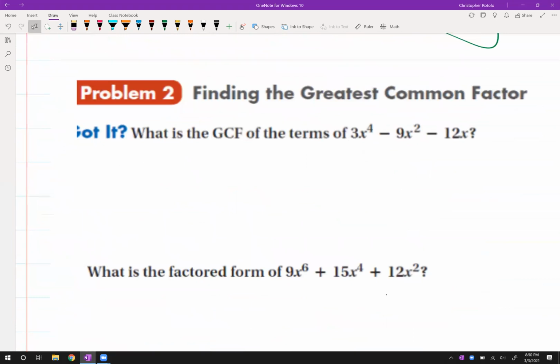Okay, so first of all, 3, 9, and 12 are all divisible by 3. And then I'm going to focus my attention on the variables x to the 4th, x squared, and x to the 1st power. So how many do they all have at least? Well, this has 4, this has 2, and this has 1. So that means the most that they all have is 1, because 12x only has 1, so that's all I could do with it. All right, so that's the first thing: what is the GCF? If that's what it says, that's all I have to do. If it says, what is the factored form?